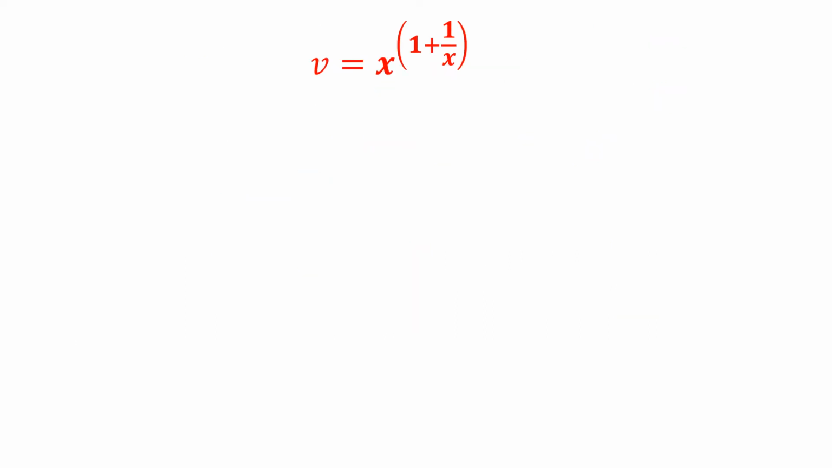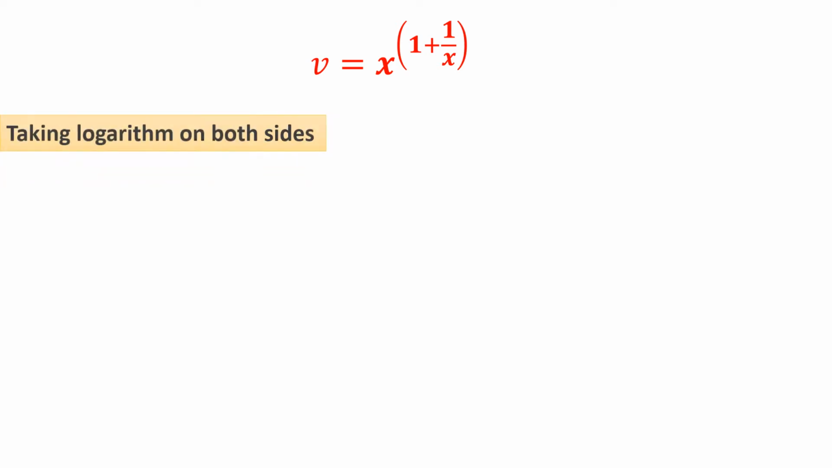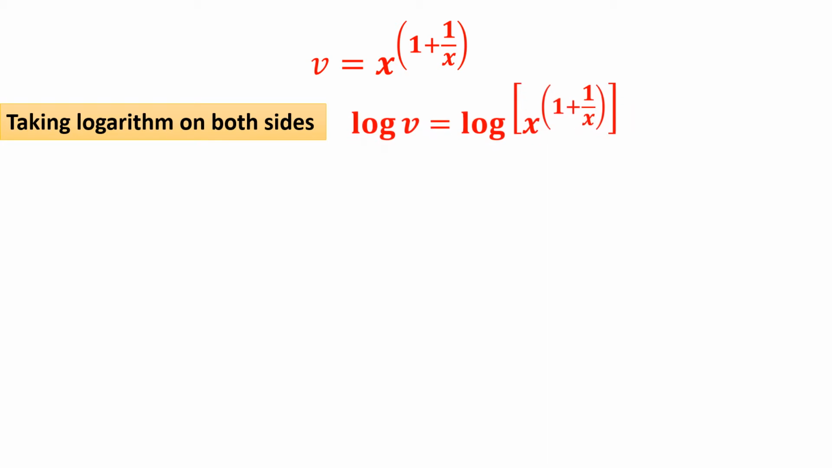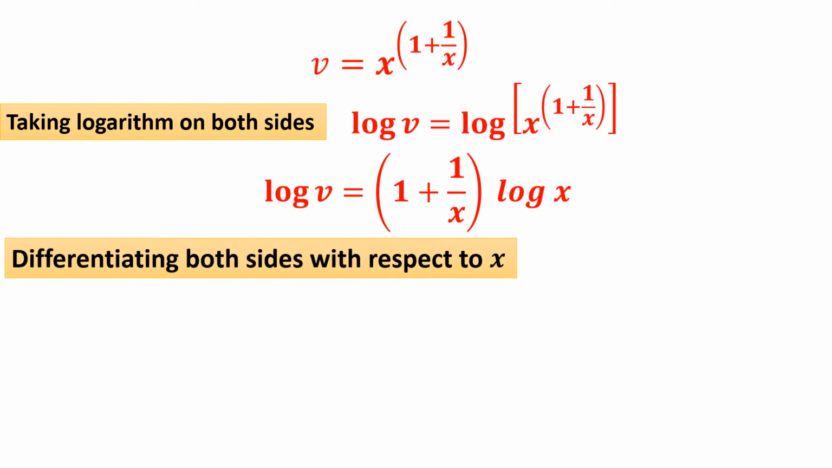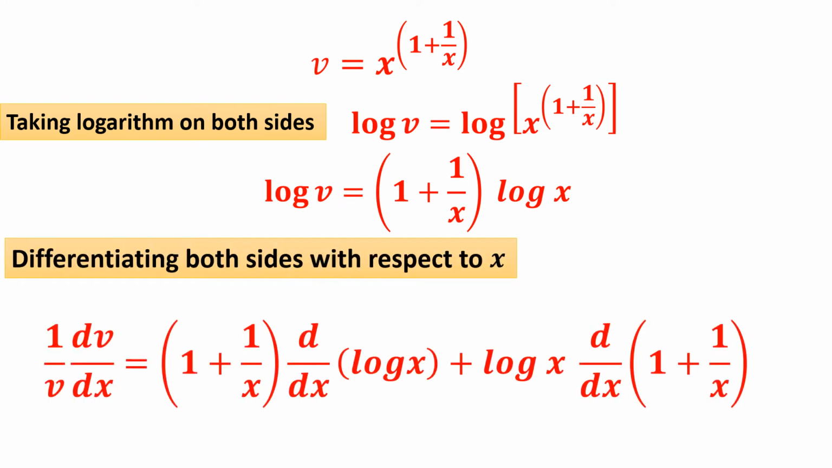Let us move on to the second function v is equal to x power 1 plus 1 by x. You have to take log on both sides. Log v is equal to log of x power 1 plus 1 by x. Power will come to the front for 1 plus 1 by x into log x. It is now ready for differentiation. Take differentiation both sides. 1 by v dv by dx is first term 1 plus 1 by x into d by dx of log x plus log x into d by dx of x plus 1 by x.